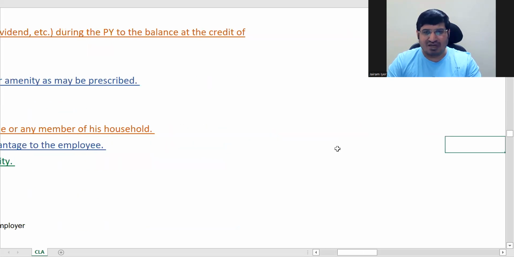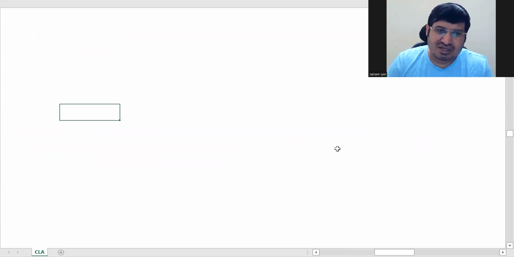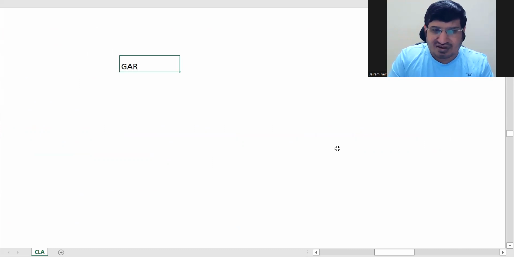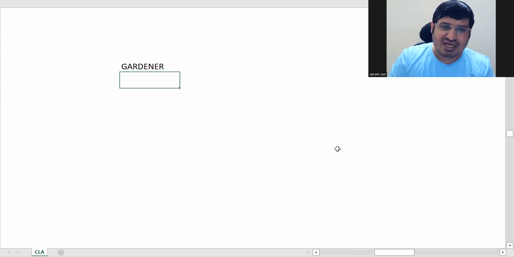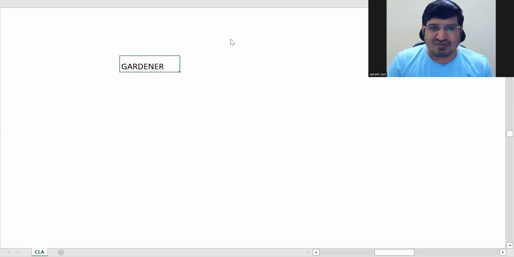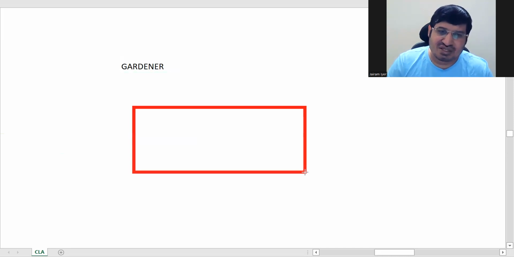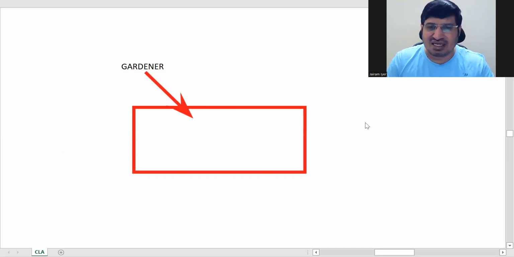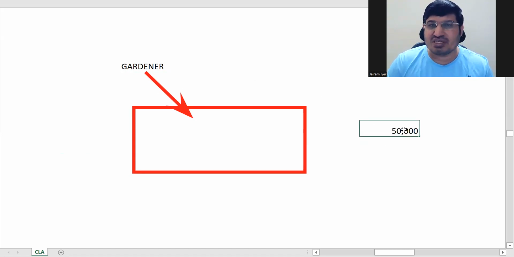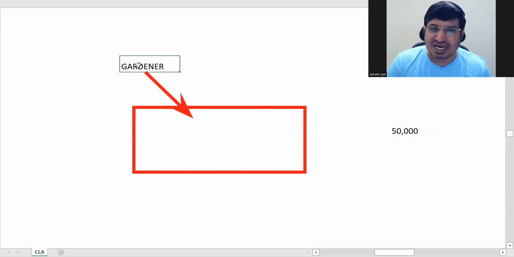Now, just take an example. Suppose the employer has a gardener, and he has one bungalow which is vacant. He has asked the gardener to stay there for some time, till it is vacant, so he can take care of that also, right? Now the rent of the bungalow is, let us say, 50,000 per month. Is it fair if we say that 50,000 is perquisite to the gardener and take it from him? No, correct? Which is why that point is there, which says it should result in personal advantage.